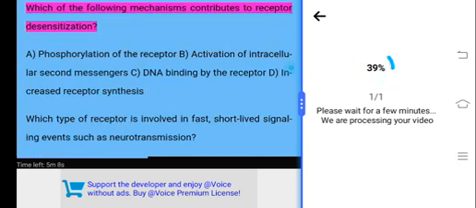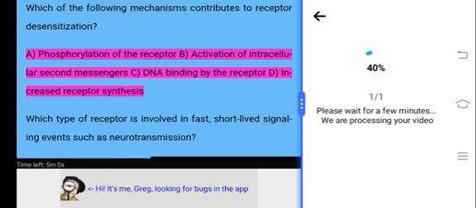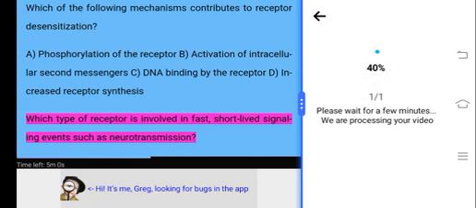MCQs. Which of the following mechanisms contributes to receptor desensitization? A. Phosphorylation of the receptor. B. Activation of intracellular second messenger. C. DNA binding by the receptor. D. Increased receptor synthesis. Which type of receptor is involved in fast, short-lived signaling events such as neurotransmission?